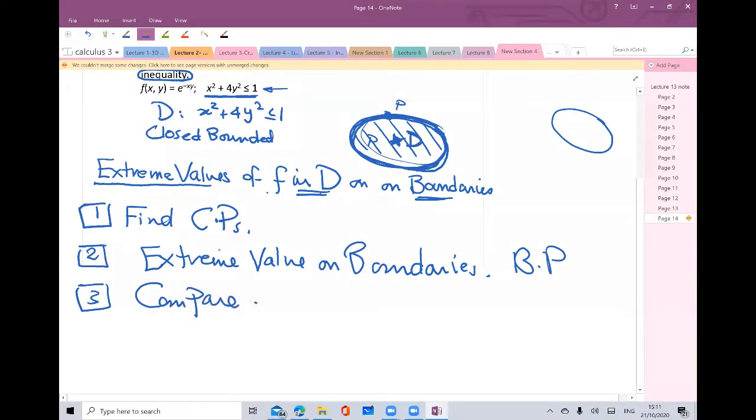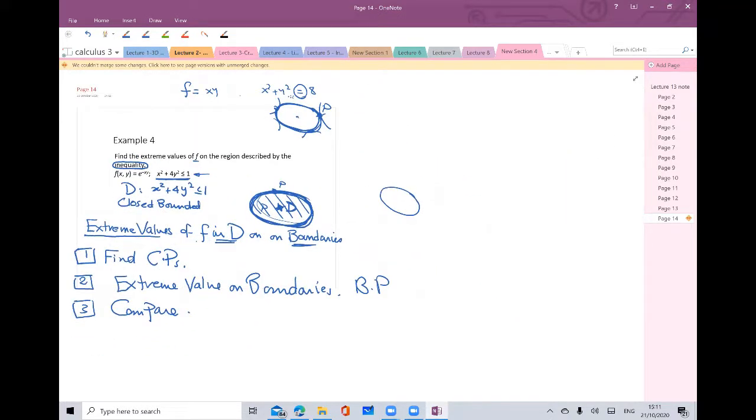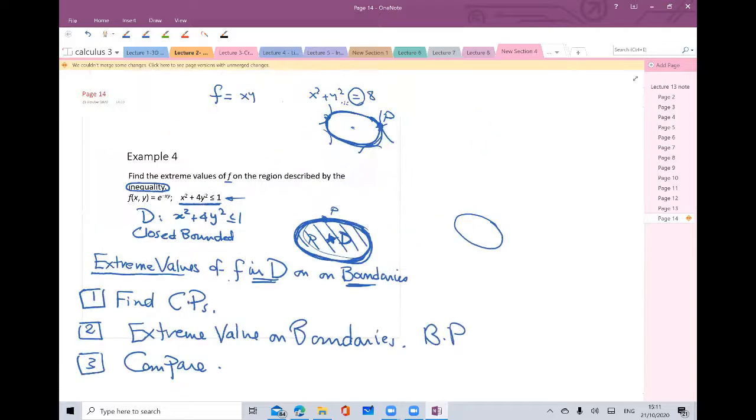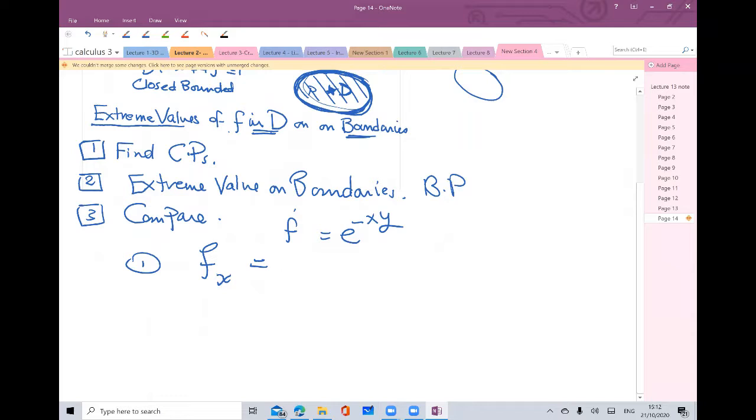Let's do this. But here I want to make use of Lagrange in step 2, to simplify the problem a bit. First, step 1 is normal: I'm going to get my critical points, so I get partial f partial x. The f is e to the power negative xy, right? Partial f partial x is negative y e to the negative xy, and partial f partial y is negative x e to the power negative xy, equated to 0.